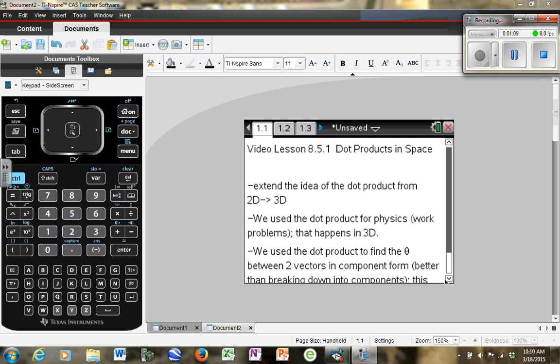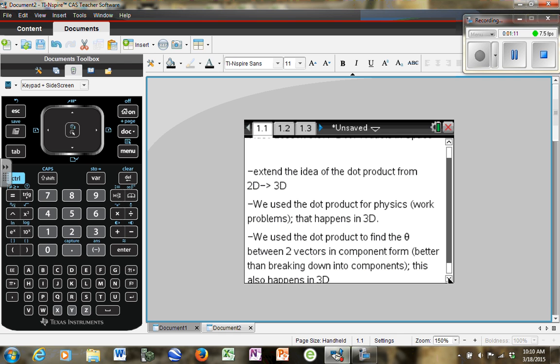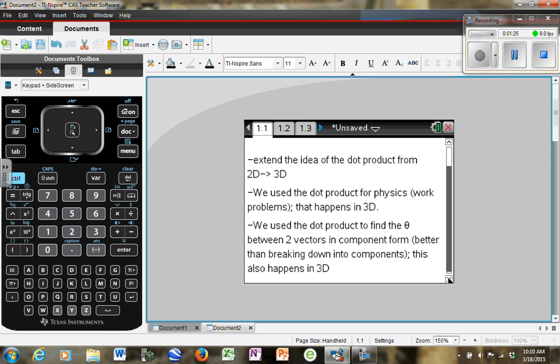Also, we've used the dot product to find the angle between 2 vectors in component form, which we found was a better way of doing it than breaking things down into components and then reassembling them, especially if none of the vectors end up being along the axes. And so this also happens in 2D. You can think of taking your sheet of paper, which is in 2 dimensions, and then tilting it either towards you or away from you, and now you've got something that's in 3 dimensions. And that happens in the real world too.